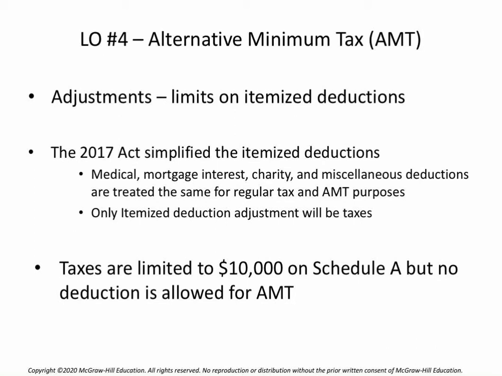The simplification of other itemized deductions. Here we have medical, mortgage interest, charity, and miscellaneous deductions that are going to be treated the same for regular tax and alternative minimum tax purposes. So again, that's not going to be something that's going to have much of a contrast between it. So only those itemized deductions that are going to be adjustments will be taxes.